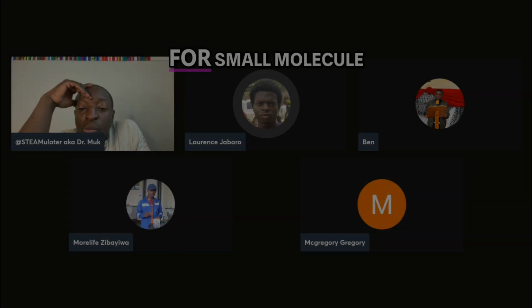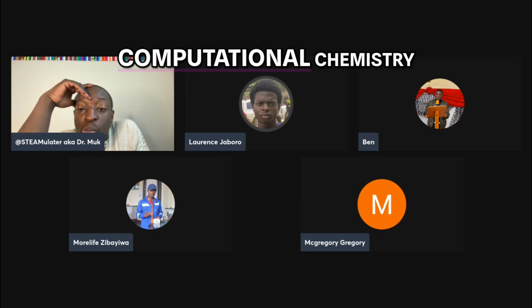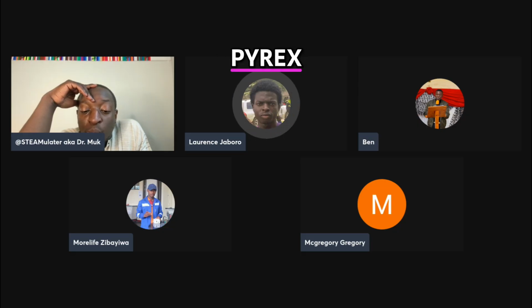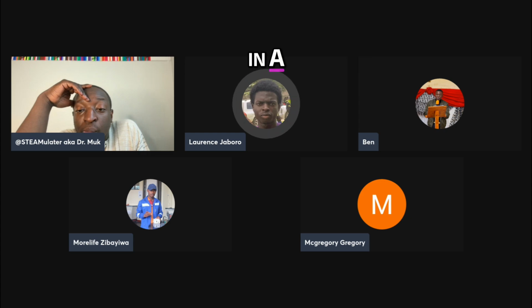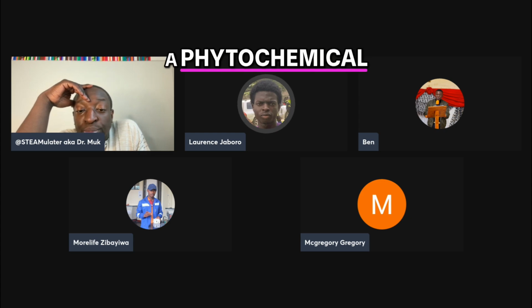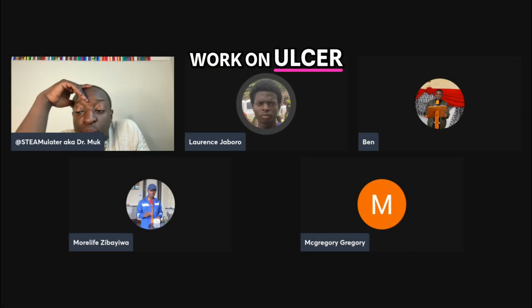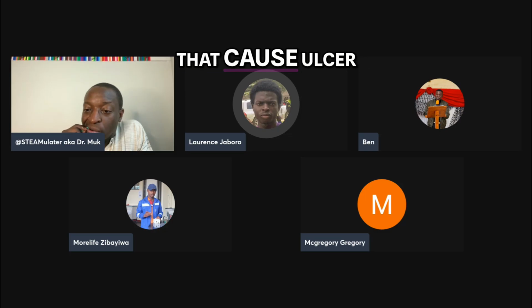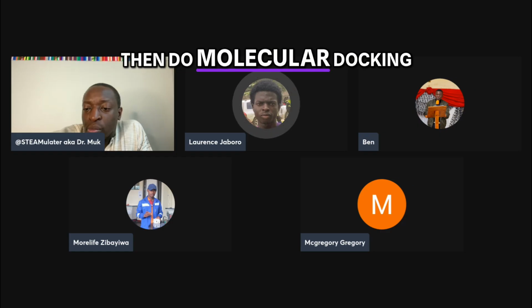For small molecules, before we started putting it in, me and Mark, we do computational chemistry. What we do is molecular docking. So we use PyRx. You get a small molecule compound, let's say that exists in a plant, a phytochemical. Then you find a protein. Let's say you want to work on ulcer, you want to find a small molecule compound for ulcer. So you go to the PDB, look for a protein across ulcer. Then I can look for a native leaf, get the phytochemicals in that leaf, then do molecular docking.